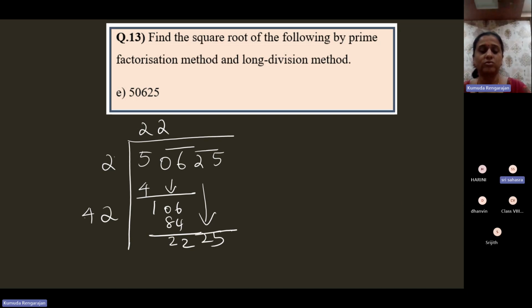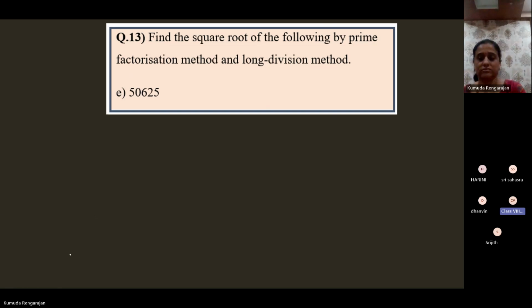Then 2540 comes down. Yeah. What is the number you'll be placing here? 44. Very good. And then you add 5. Very good. Then 2, 2, 5. Very good.